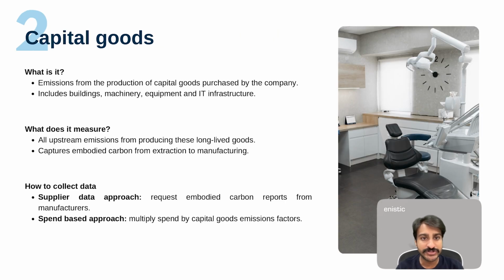Capital goods. These are emissions from the production of capital goods purchased by the company. It includes things like buildings, machinery, equipment, and IT infrastructure. So it measures all the upstream emissions from producing these long-lived goods, because your long-lived items like your machines and your servers and your buildings, they come with embedded carbon from day one. You collect this information in a very similar way to purchased goods. You can use a spend-based approach by applying certain emissions factors to how much money you spend, or you can talk to your suppliers and request embodied carbon reports from manufacturers.